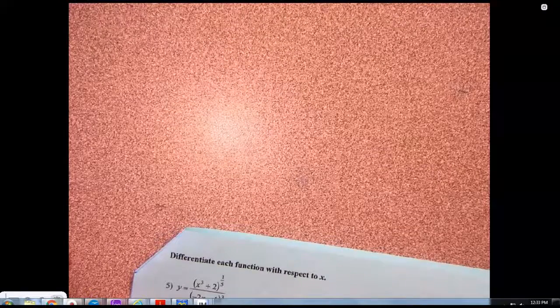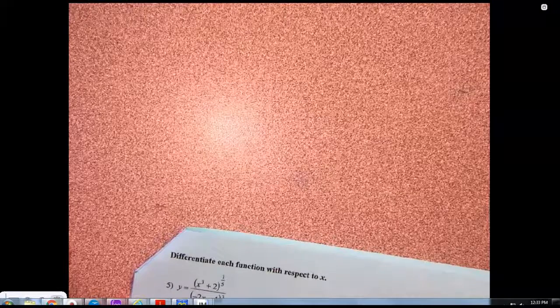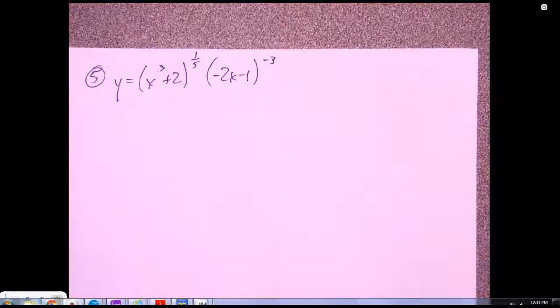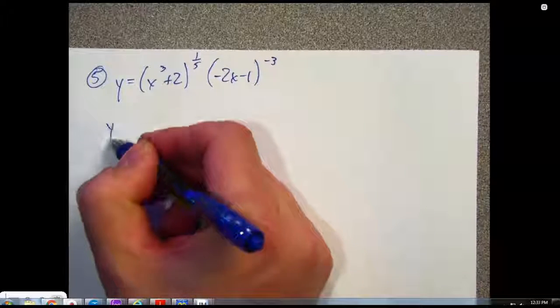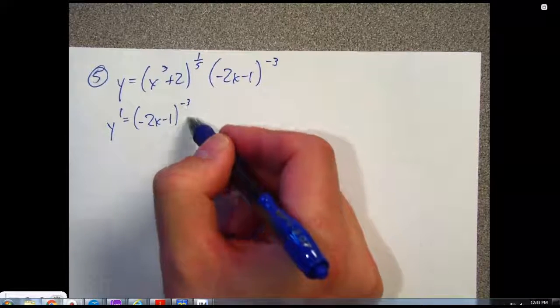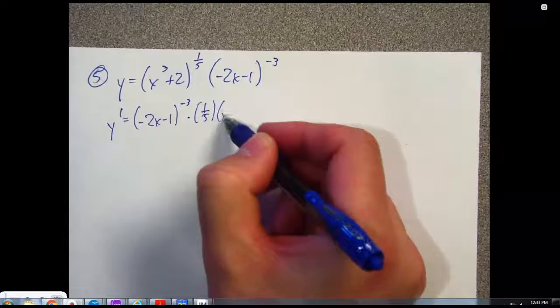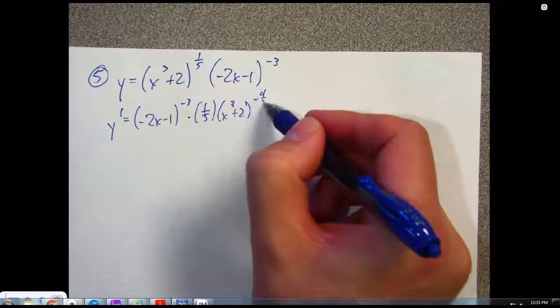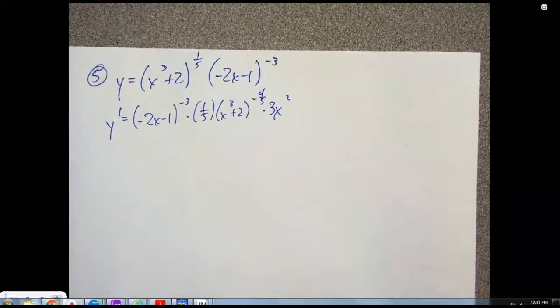Number 5, we're going to a separate sheet here. So we would have (x to the third plus 2) to the 1/5, and then (negative 2x minus 1) to the negative third, because we didn't bring it up top. Alright, so product rule, and then we got chain rule inside of it. So the product rule is the second thing times the derivative of the first thing. So 1/5, leave the little guy, reduce the power, multiply by the derivative of the inside.